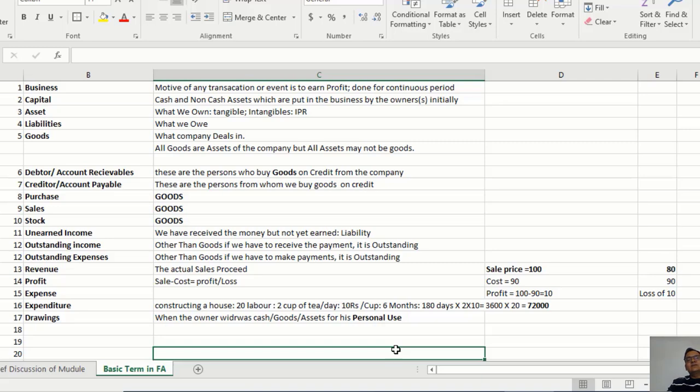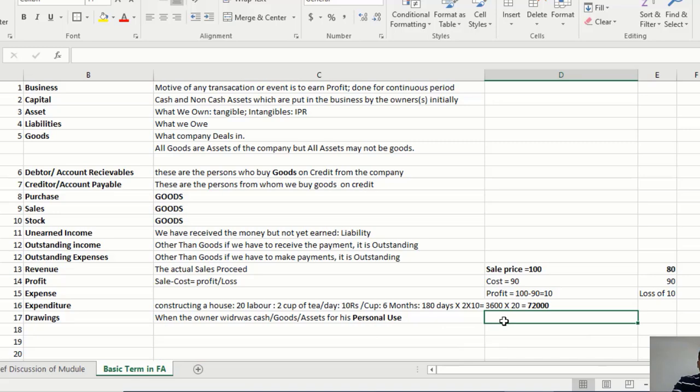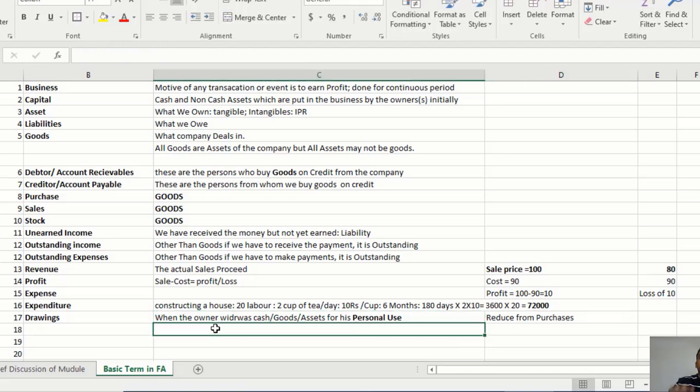So for example, if you are running a departmental store, are you going to buy your goods from another departmental store? No, you're going to buy it from your own store. Are you going to make payment for that? No, you're just going to withdraw and enter drawings. So that will be reduced from your purchases. I'm just writing the effect, reduce from purchases. So you will imagine that you have not made this many purchases in your company.